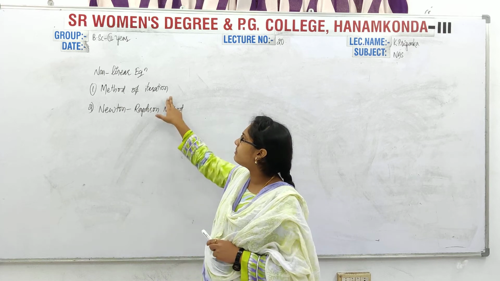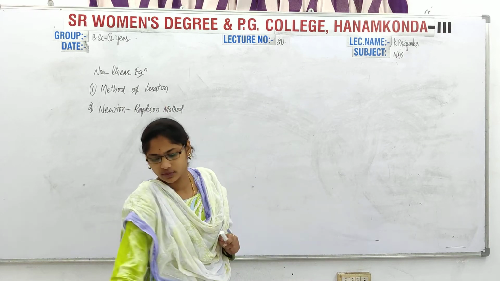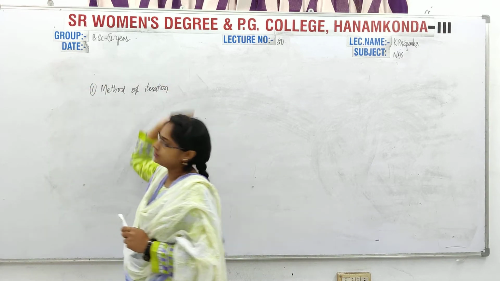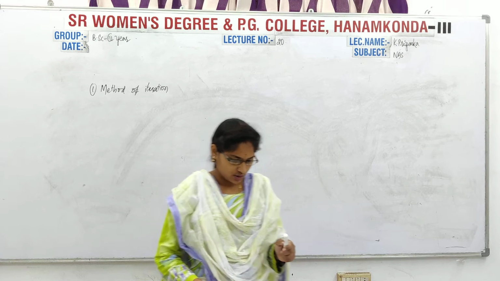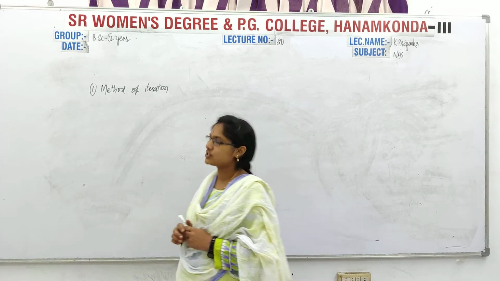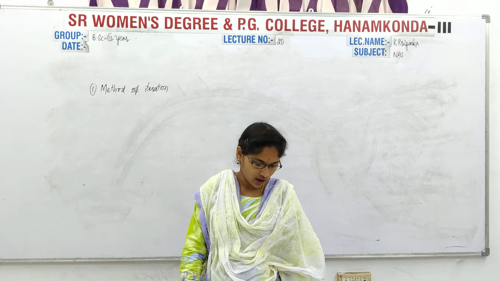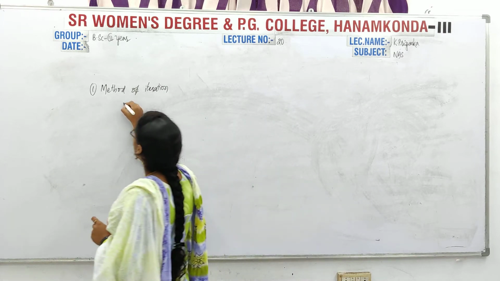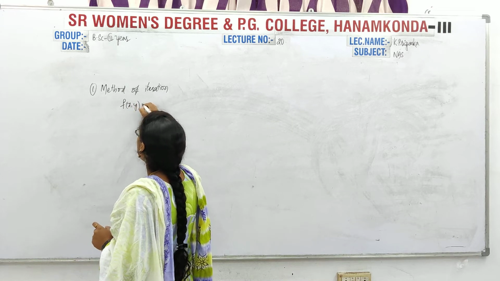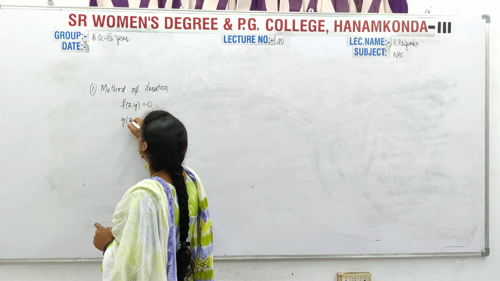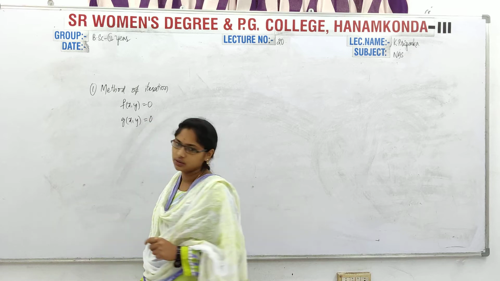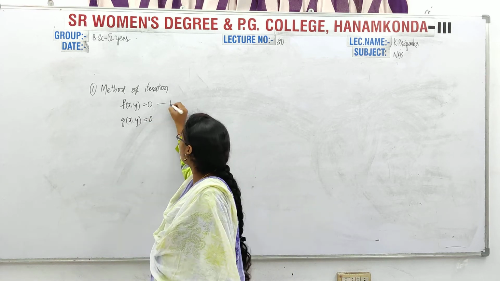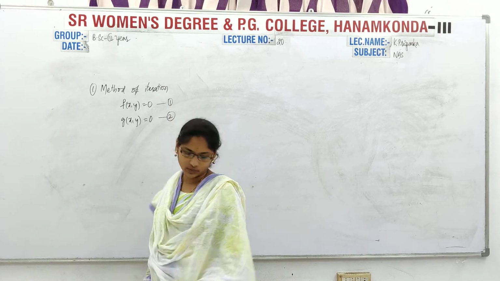Now put a side heading: method of iteration. Now write down: consider the system of two equations f of x comma y and g of x comma y, both equal to 0. This is equation 1 and this is equation number 2.